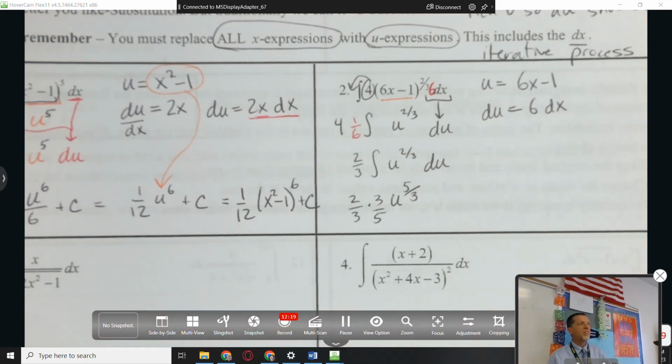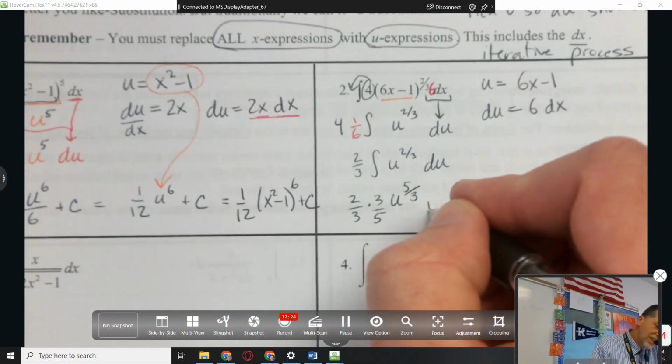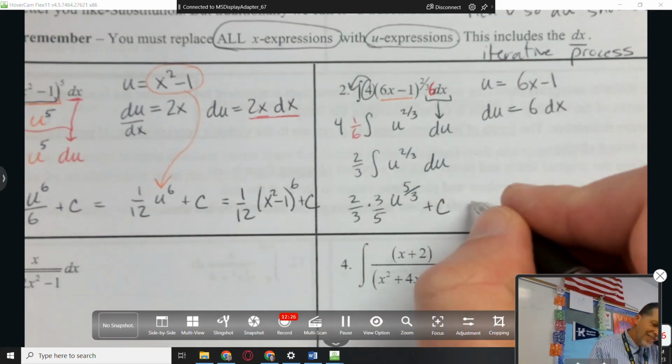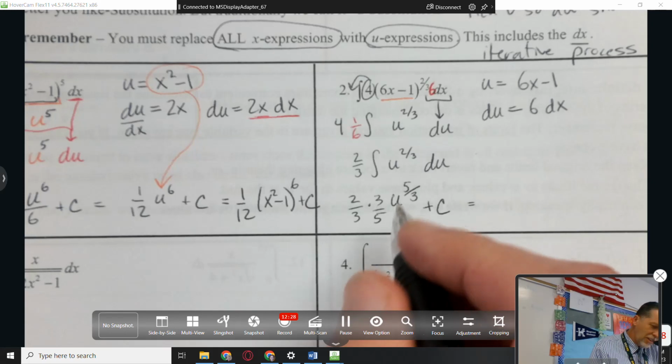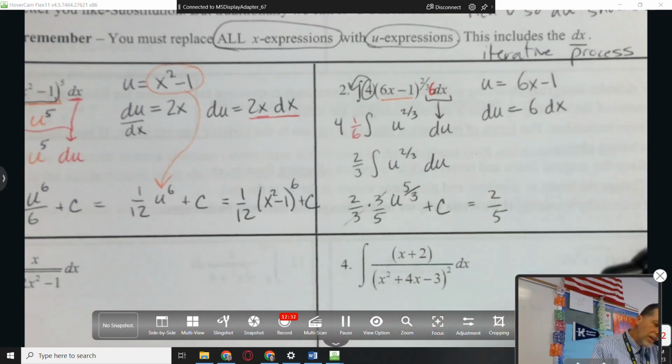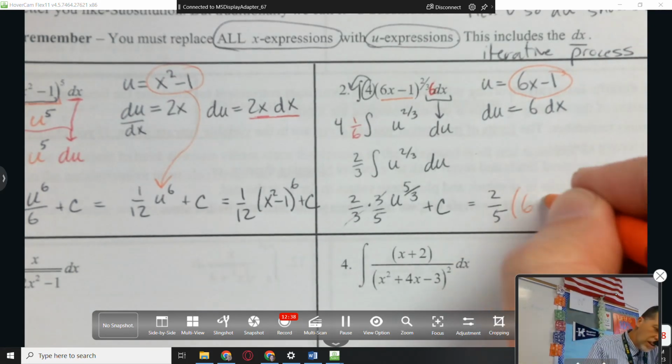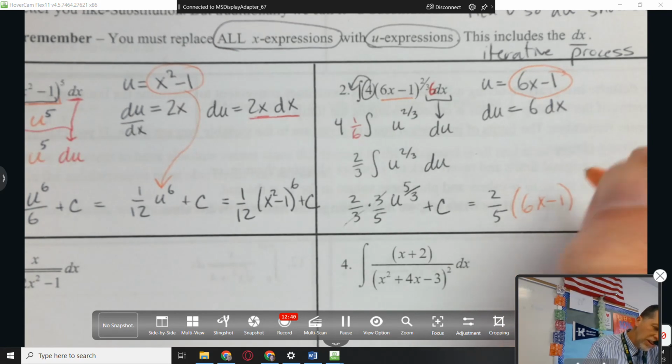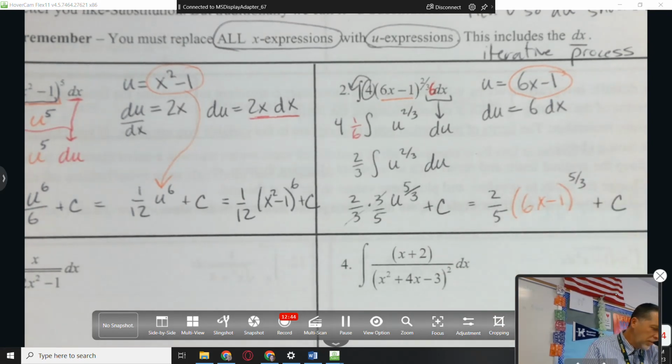Oh, you made the same minor mistake that Austin did. Plus C. So let's see here. The 3's will cancel. And I need to replace the u with the x stuff. So 6x minus 1 to the 5/3 plus c.